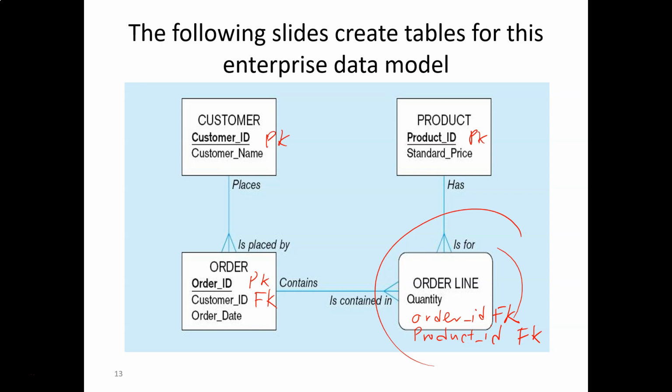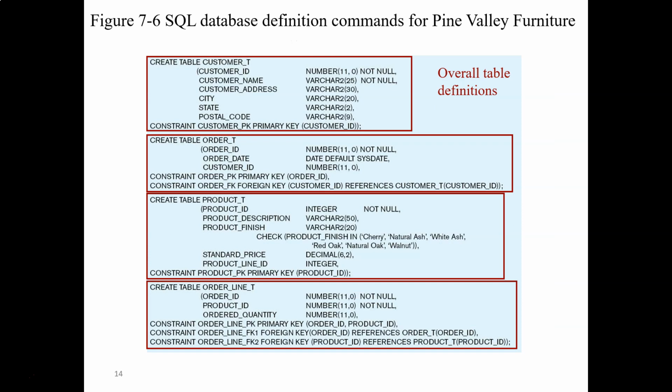Now that we understand the structure of the tables, let's look at the create table commands for creating these 4 tables. These 4 create table commands, when executed, would create the tables and the relationships described in the previous slide. The tables are created using appropriate data types, domain, and the referential integrity constraints.